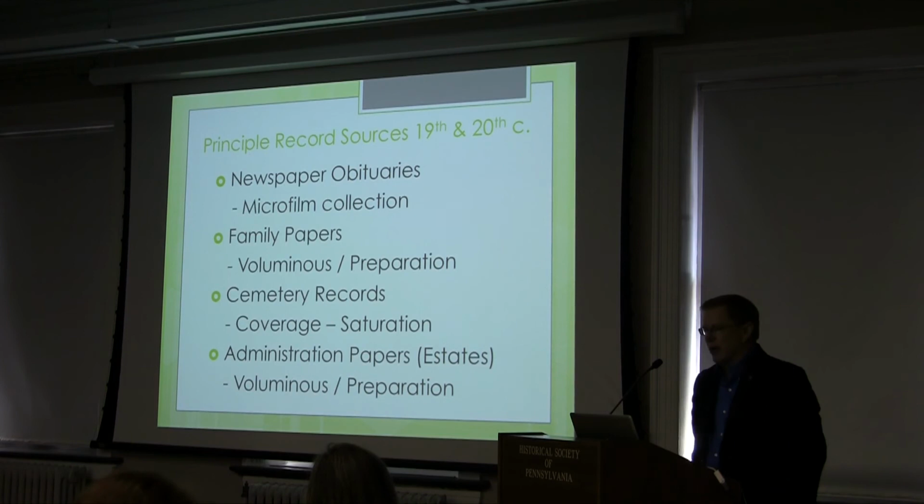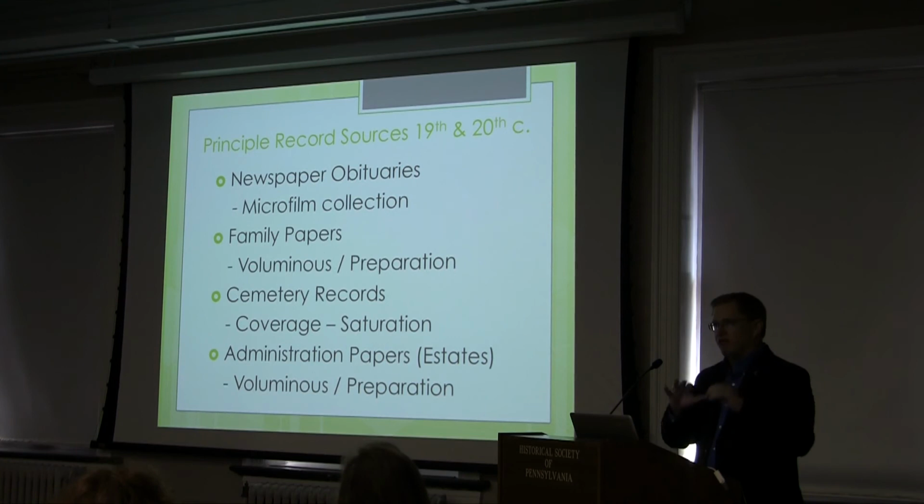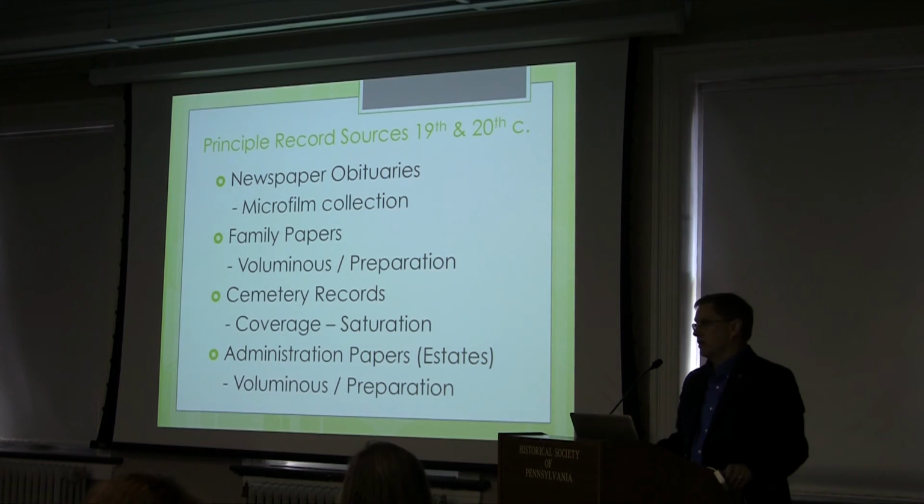So, the principal record sources for the 19th and the 20th century for tracing descendants. Newspaper obituaries: many of these are on microfilm, but they are being automated and going online. Family papers, wherever they are, so manuscript libraries, in the homes of particular families.